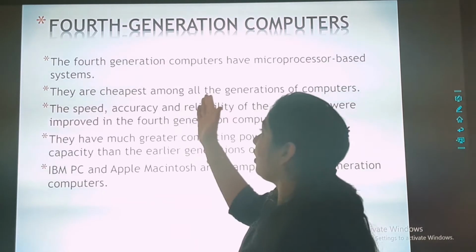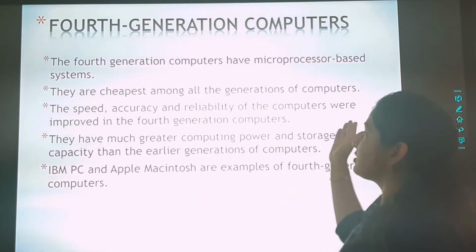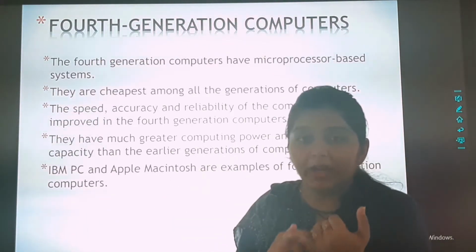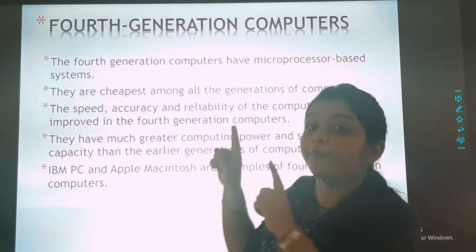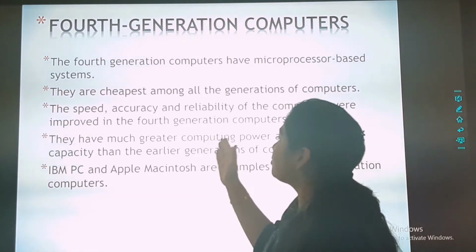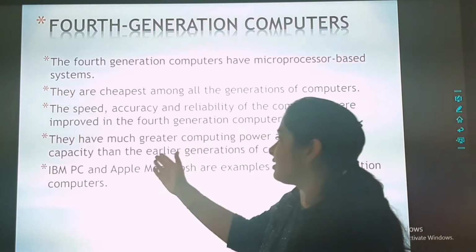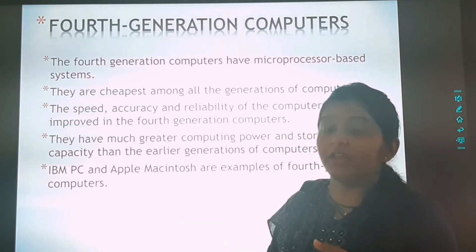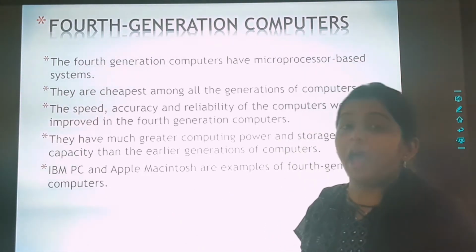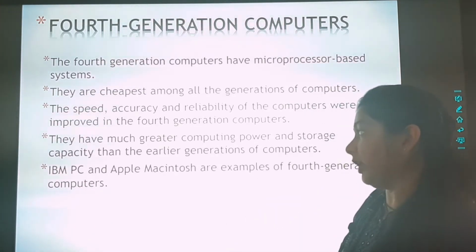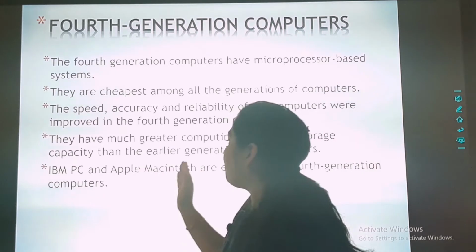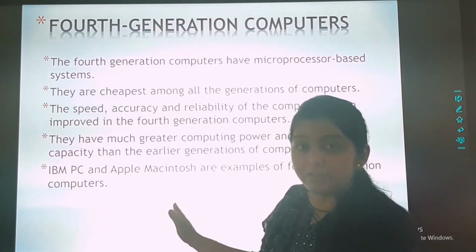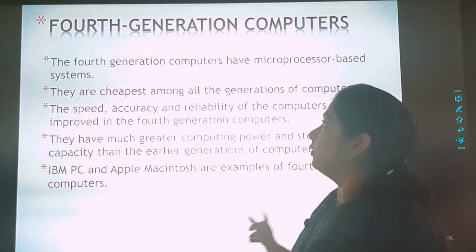The speed, accuracy and reliability of the computers were improved in the fourth generation computers. ये सारा improvement हुआ, the speed, accuracy and the reliability in the fourth generation computers. They have much greater computing power and storage capacity than the earlier generations computers. उनकी computation जो capacity थी वो भी ज़्यादा थी, उनकी storage capacity भी ज़्यादा थी as compared to the all generations. Okay? IBM PC and Apple Macintosh are the examples of the fourth generation computers. These two are the examples of it and you have to learn it also.